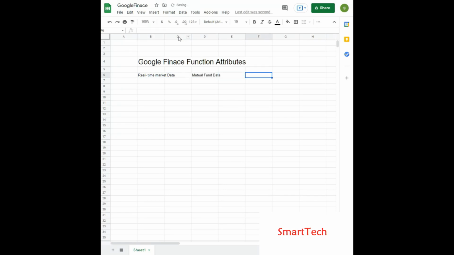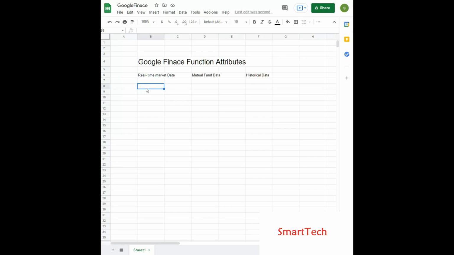So firstly, we'll go about the real-time market data. In that there are various functions provided by the Google Finance functions. So first we'll talk about the real-time market data. Let's see what functions are included in Google Finance.